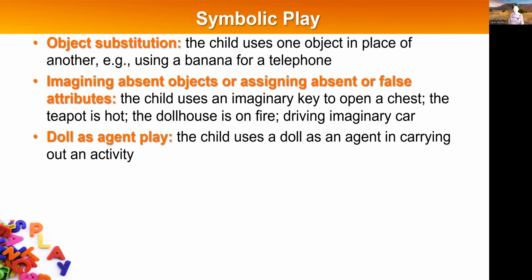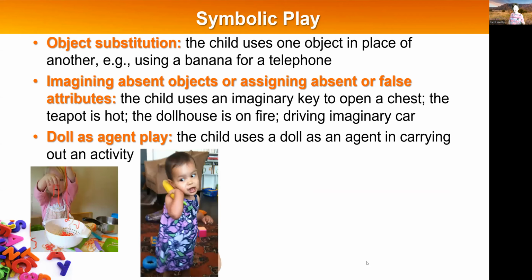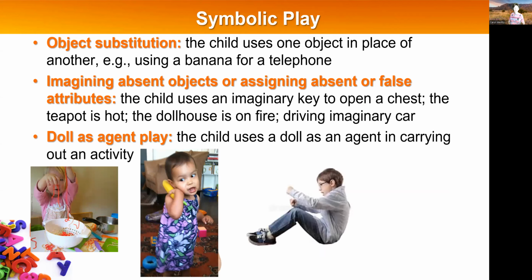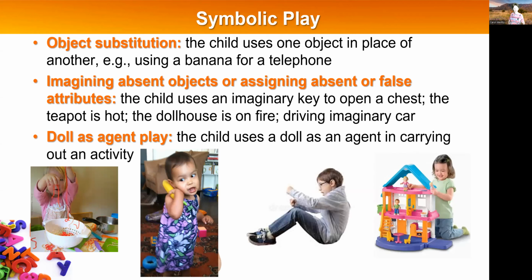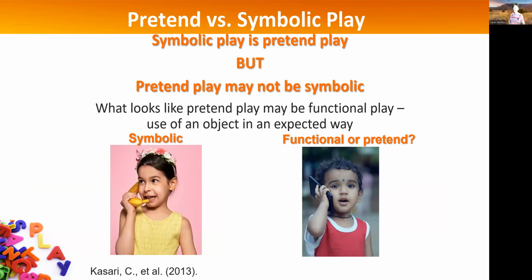Now, symbolic play can have three types of components. There's object substitution, where the child uses one object in place of another. So they use a banana for a telephone or yarn for spaghetti. Or they imagine absent objects or assign absent or false attributes. So they might say that a plastic teapot is hot, or this boy pretends he has a key to turn on his imaginary car. Or children treat a doll as an agent. They have the doll carry out the activity.